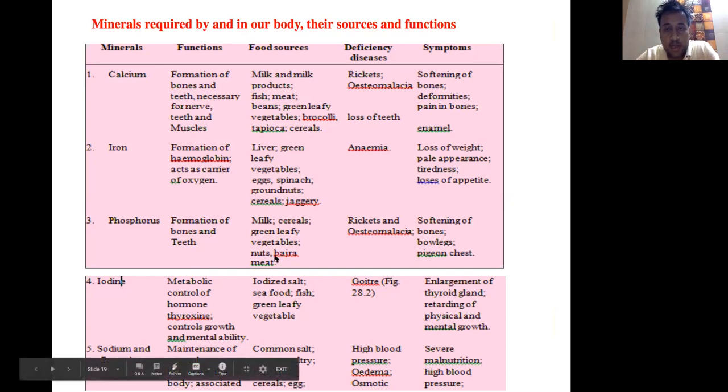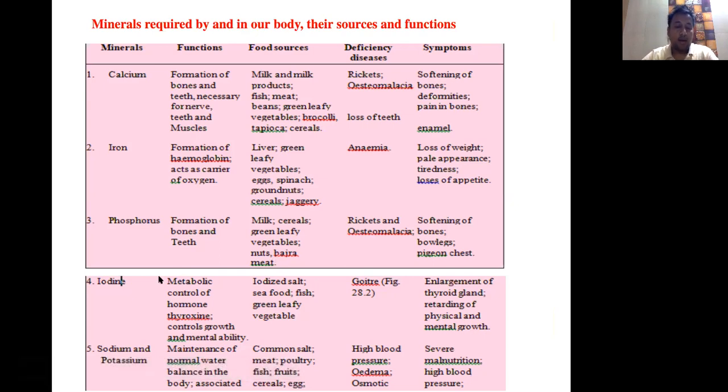Again, phosphorus, its deficiency can lead again to rickets and osteomalacia. Iodine, we very commonly know, is required for thyroid hormone formation, and its deficiency disease is known as goiter. Goiter, you might have seen, is the enlargement of the thyroid gland. It swells up and is known as goiter. That can lead to less formation or ill formation of the thyroid hormone, leading to delay in physical and mental growth.